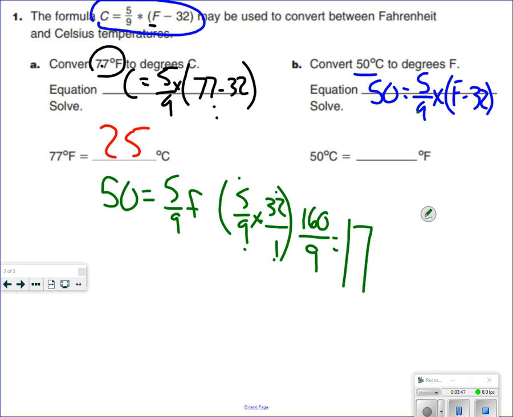Well, what's 17 times 9? 17 times 9 is 153. So 160 minus 153 will give me 7. So this answer is 17 and 7 over 9.